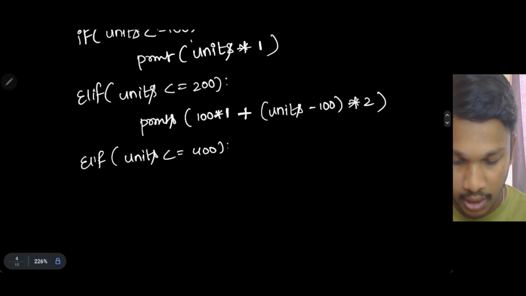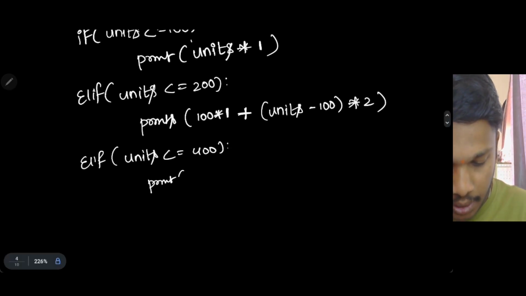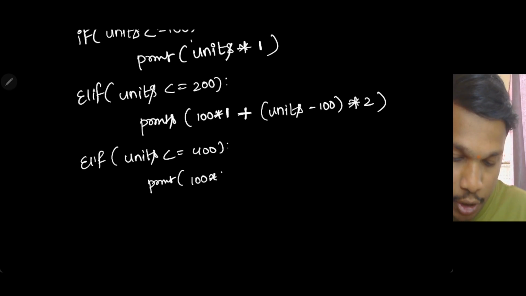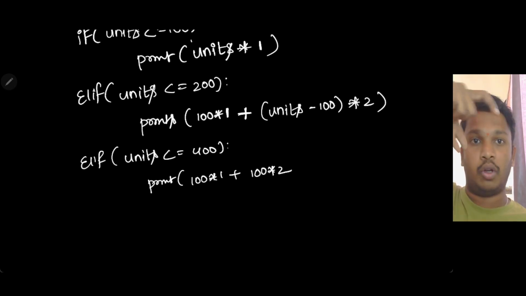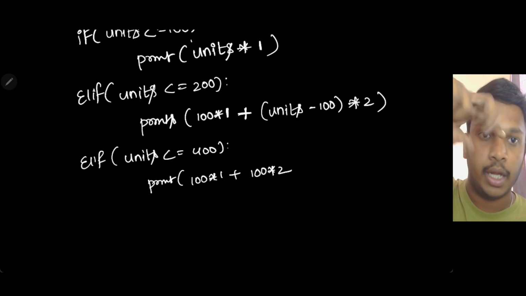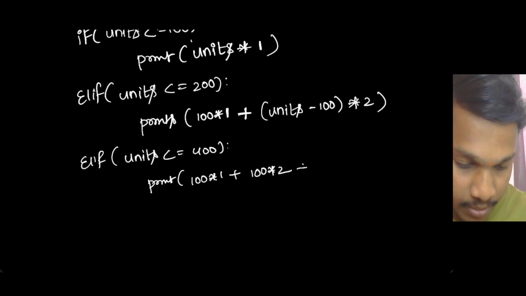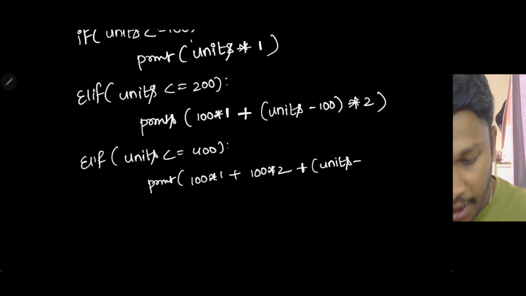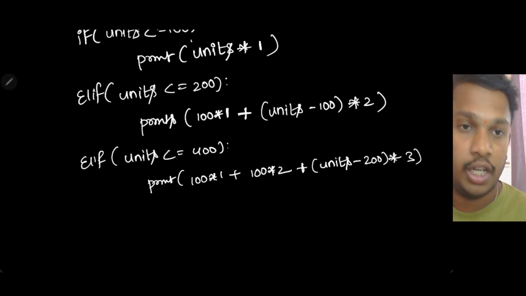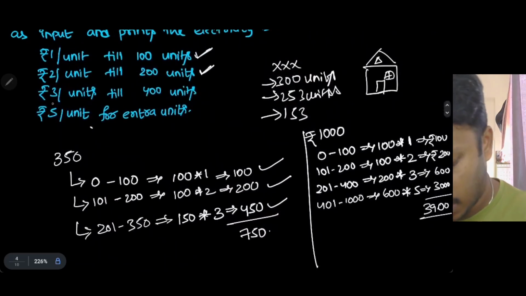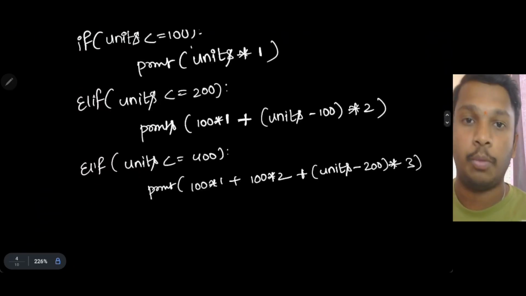Now, else if units less than or equal to 400, how will he pay the bill? Let's see. First, first 100 units, 100 into 1 rupee. Next 100 units, 100 into 2 rupees. Why? Because for 101 to 200, he needs to pay 2 rupees per unit. Next, how many units did we already pay? We paid for 100, 100, total 200. So units minus 200 into 3 rupees. Am I correct? 3 rupees only, right? Yes, 3 rupees only.